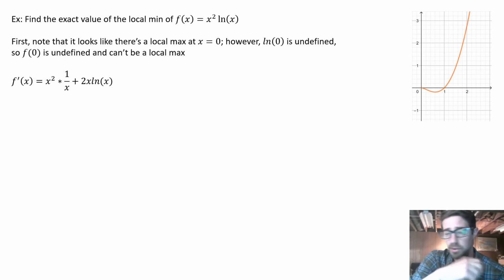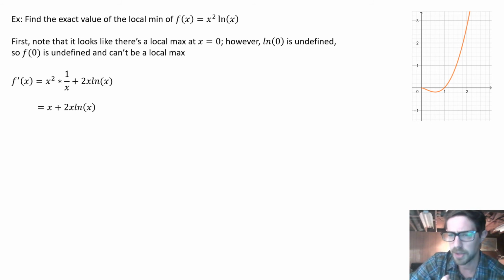Take the derivative. You knew you were going to have to do that. You should have already been doing it. You should have been doing it while I was blabbering on the last slide, right? So f prime is the first times the derivative of the second plus the derivative of the first times the second, by the product rule. So x squared times 1 over x plus 2x times natural log of x. Clean that up because we got to do stuff with it now. So the first term just simplifies to just x.